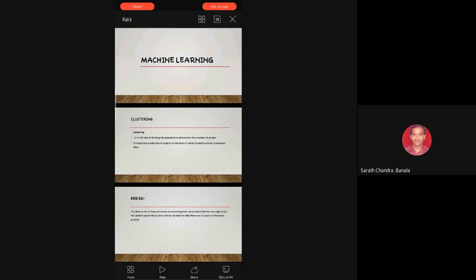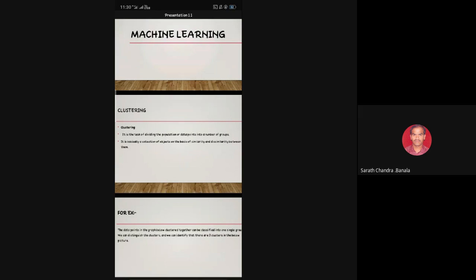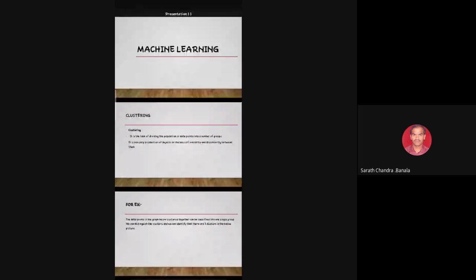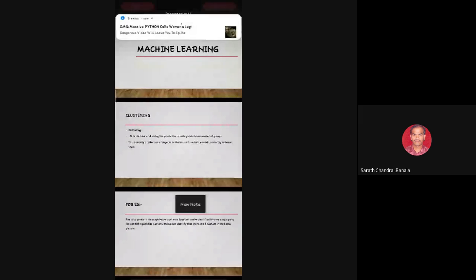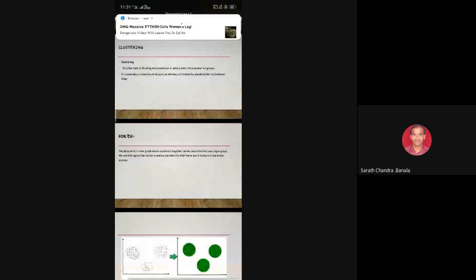Good morning, all. I'm Tesni from CSCB. I want to explain clustering. It is the task of dividing the population or data points into a number of groups. It is basically a collection of objects on the basis of similarity and dissimilarity between them. For example, the data points in the graph below can be classified into one single group. We can distinguish the clusters and identify three clusters in the picture below.